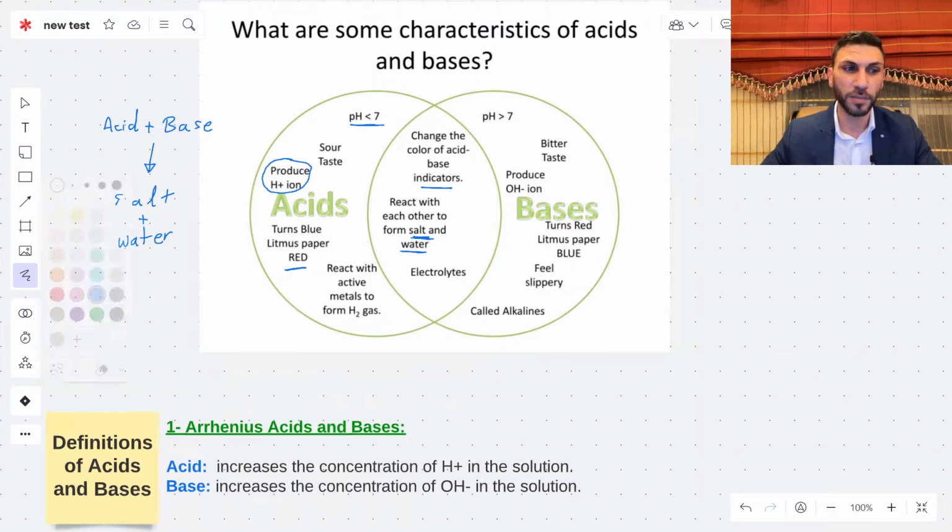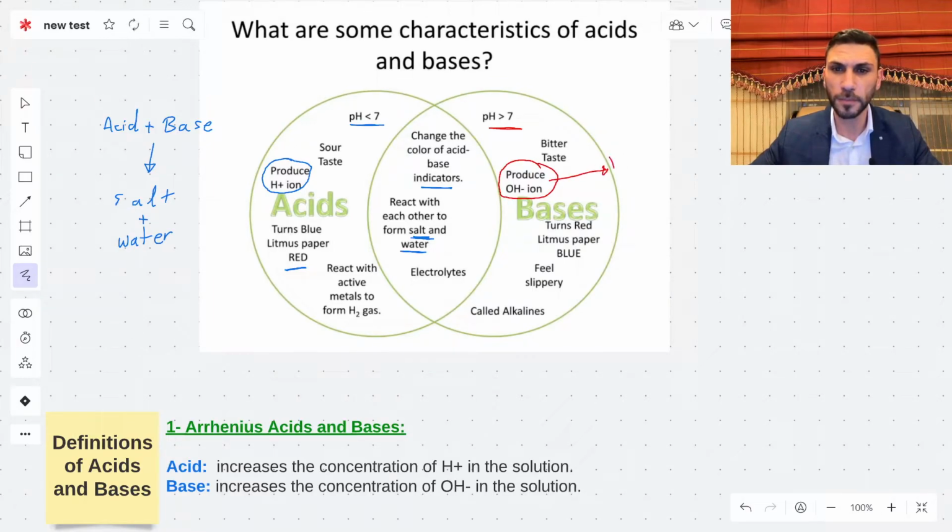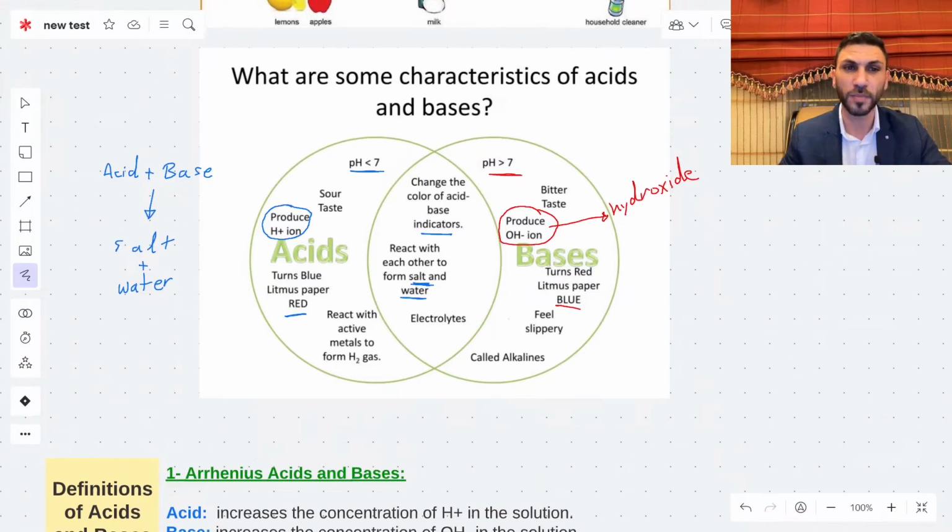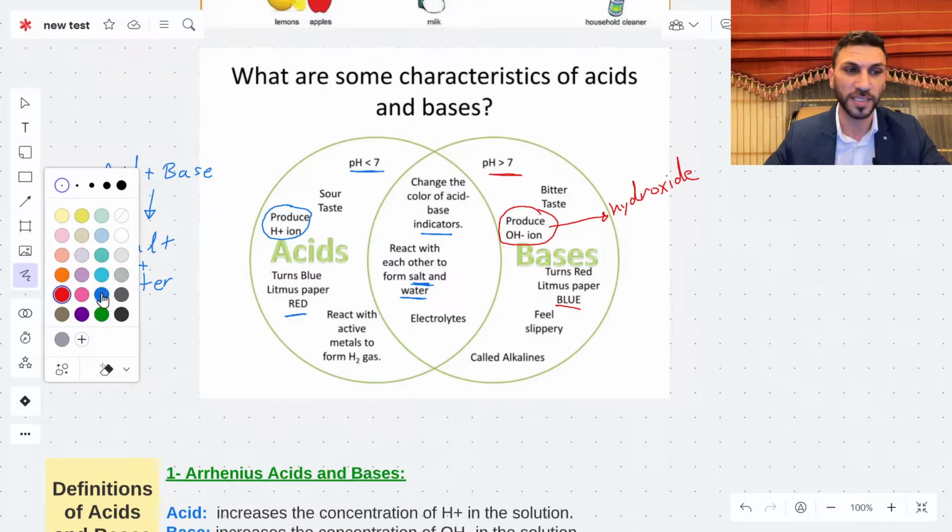For the bases, as you can see here, the pH is always greater than 7. They have a bitter taste. They produce the OH ion, which is the hydroxide ion. Also, they do the opposite of what the acids do, so they turn red litmus paper blue. Of course, they feel slippery, and they are sometimes called alkalines.